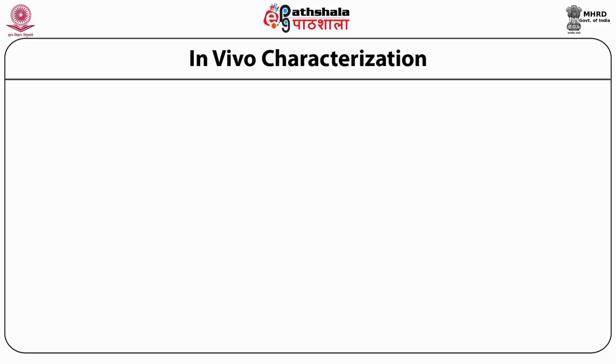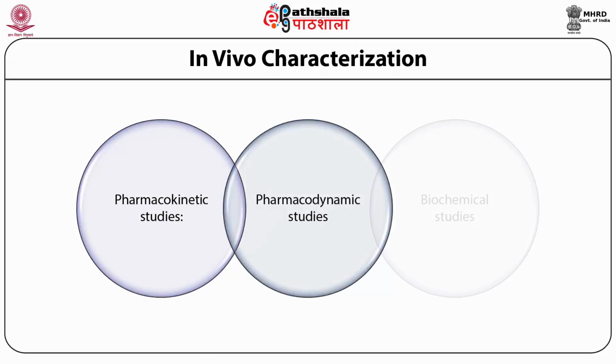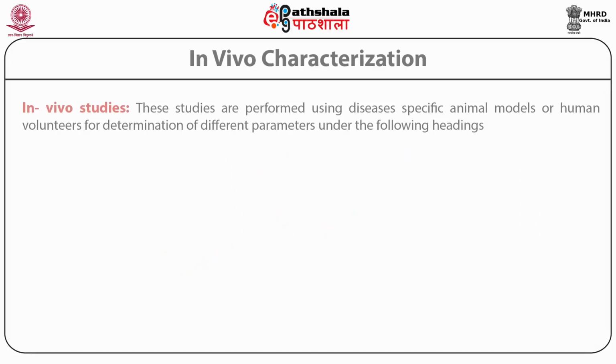In vivo characterization of multiple emulsions. Under this heading, the following parameters are generally determined. First, pharmacokinetic study, pharmacodynamic study, and biochemical estimation.